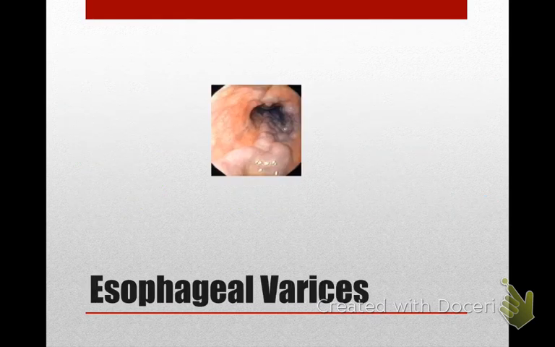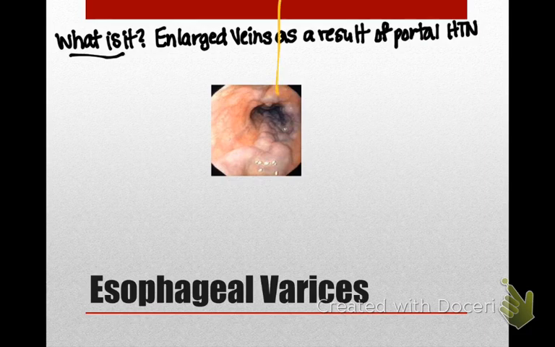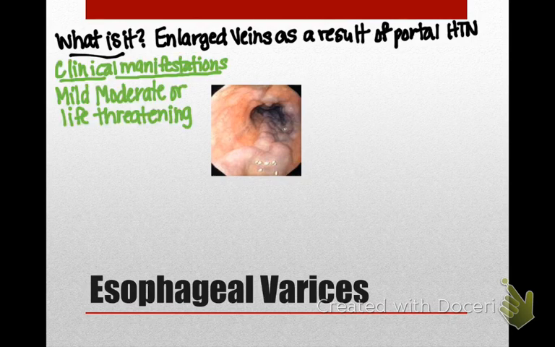So we talked a little bit already about esophageal varices, but what is it? It's enlarged veins as a result of portal hypertension. What do you see with it? They can be mild or moderate. So you can have a small bleed or you can have a major bleed, right? And the reason why I point that out is because there's different treatments for both. You got to think about, is it a mild bleed or are they bleeding out? Are we looking at a GI bleed, or are we looking at hypovolemia? That kind of thing. You got to think through that.